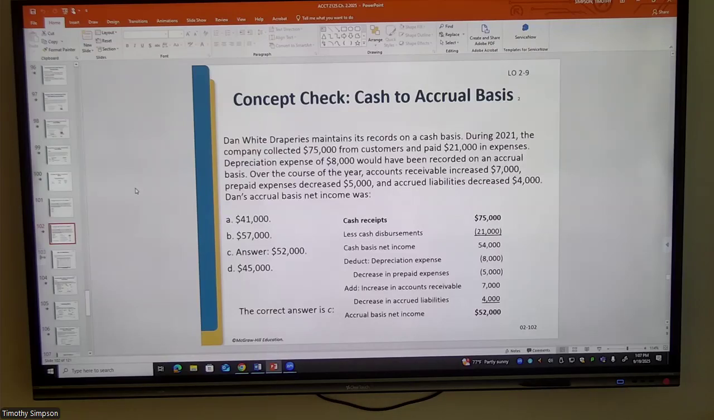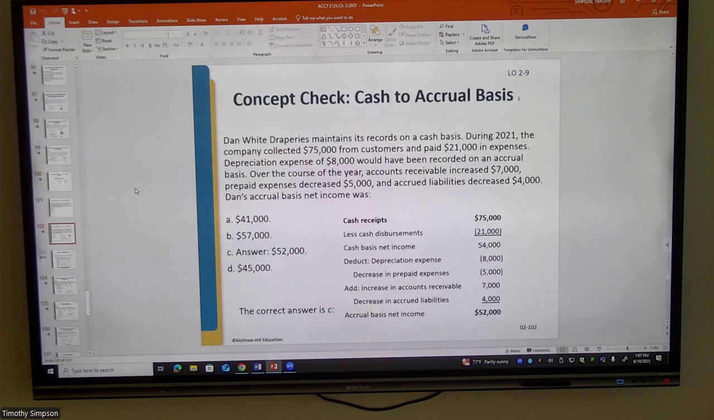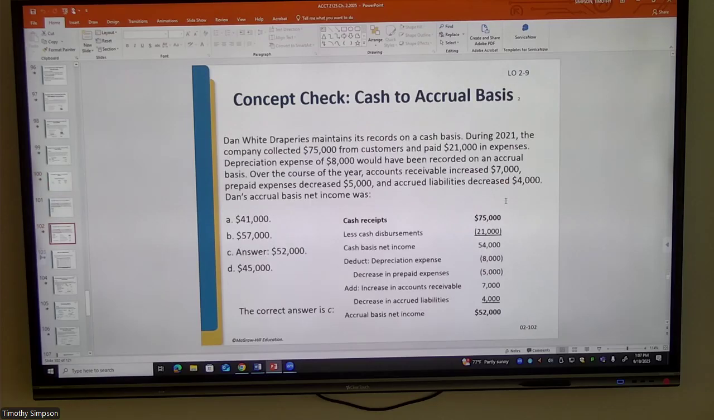And we have a decrease in prepaid expenses. What was the decrease in prepaid expense? We don't really know. It's not indicated here. Maybe it was insurance or it was rent. But what we do know is we have a decrease in an asset here, and so we're going to deduct that. So that $5,000 decrease in prepaid expenses, we're going to make a reduction as we do the conversion from cash to accrual. And again, I would have this handy. It's a reduction in an asset, a decrease in an asset. Okay, decrease in income.